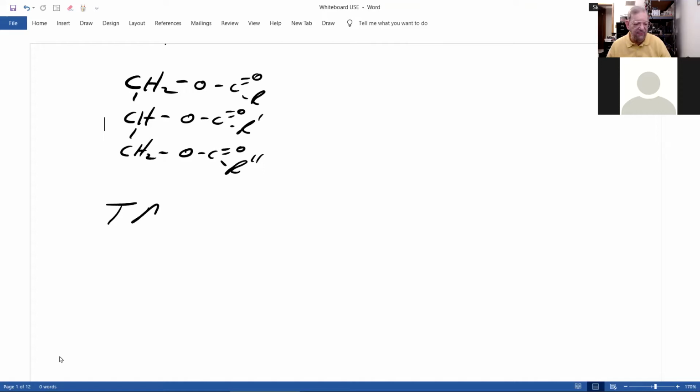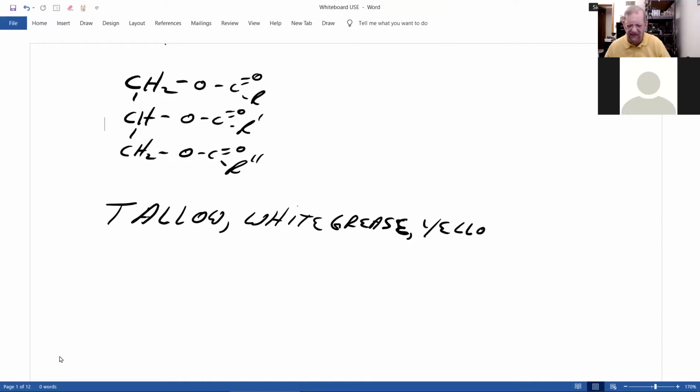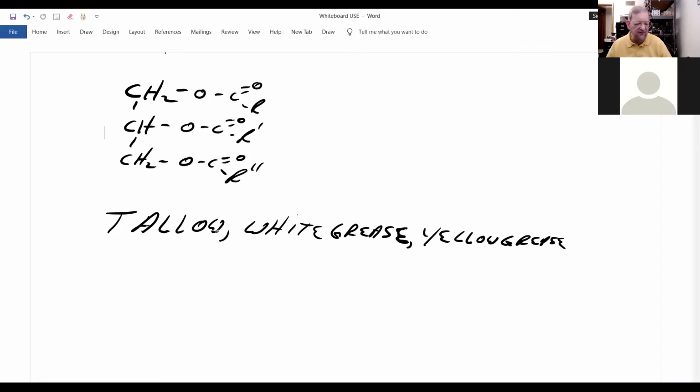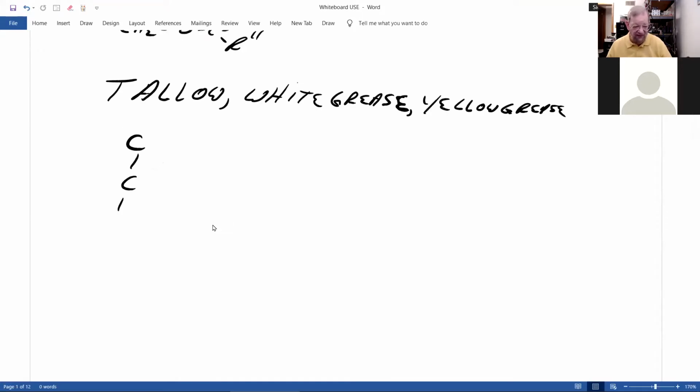For tallow, which is beef fat, you should know, white grease, not named after me, is pig's fat, one grade of it. And another grade of pig's fat is yellow grease. I gave you the following way of writing a good approximation of the real world, which is more fun than this in the abstract, which is why I created this. How can you have a 50-50 mixture of all these when you hydrolyze it?